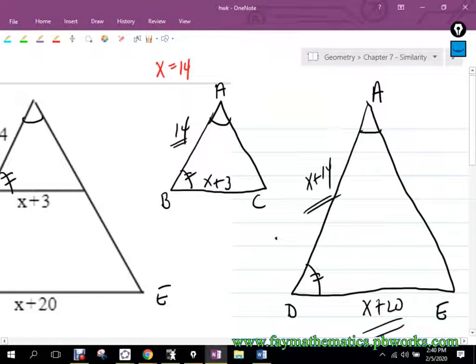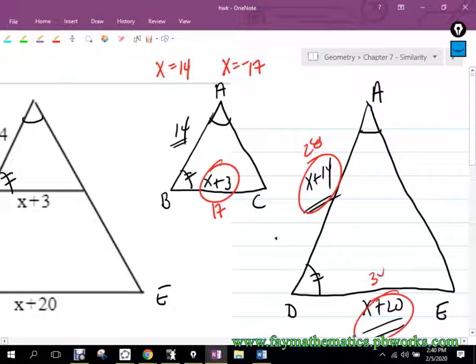We said x was 14 and x was negative 17. Those are only two answers, right? If I put 14 in, that distance becomes 17, right? This one becomes 28. This one becomes 34. Are all those red numbers legal distances based on how we define a distance? Distances have to be greater than 0, right? All of those are that. So 14 works. 14 is a solution.